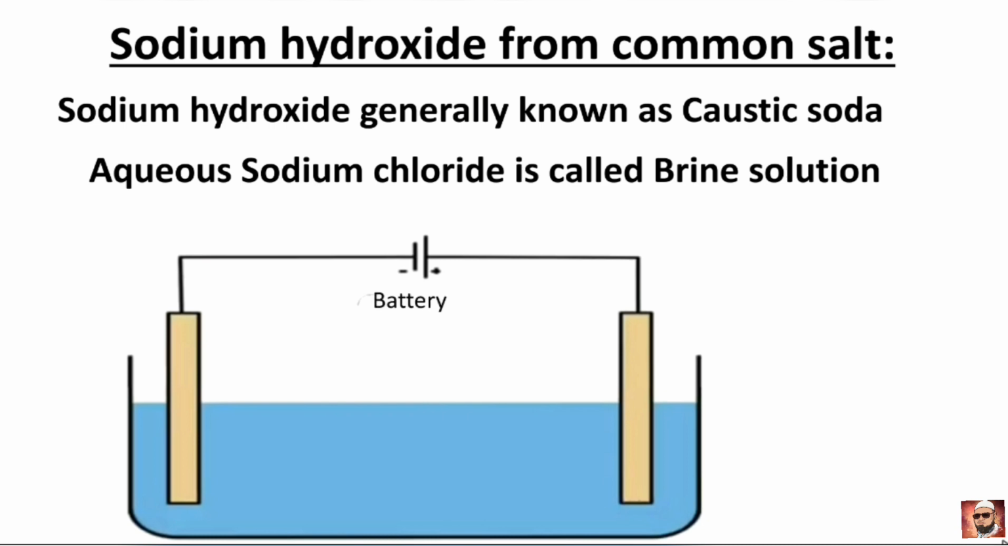Battery. When an electrode is connected to the positive terminal, that electrode we call the anode. When the electrode is connected to the negative terminal of the battery, that electrode we call the cathode. And a solution, we have taken a brine solution, it means sodium chloride solution, aqueous sodium chloride. In aqueous sodium chloride, sodium chloride is present, along with that water is present.